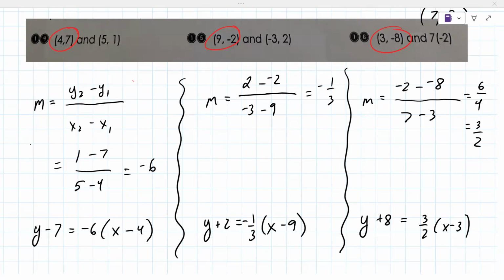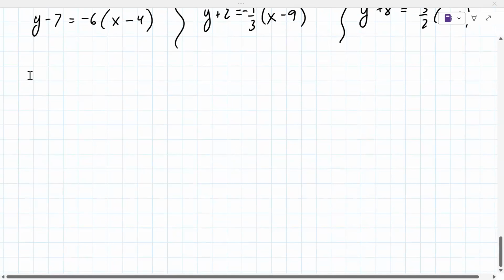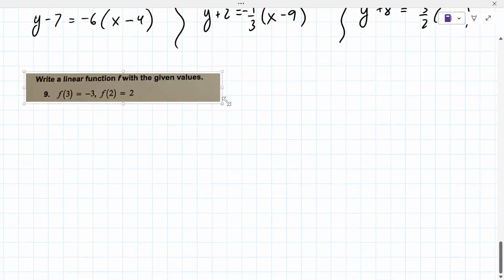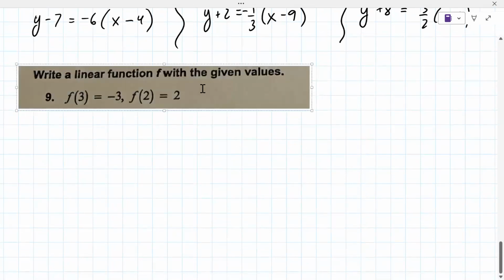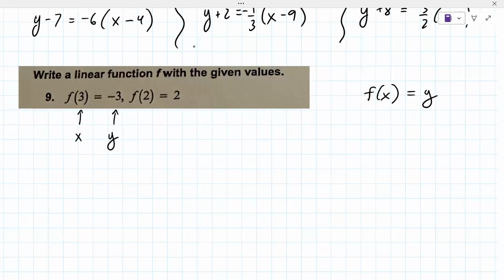So let's work on, we'll start with 9. What I mean is we're going to get it all done, but 9 isn't really all that different. It says write a linear function f with the given values. If you've not seen this notation before, which you have, it could throw you off. What you'll see is that sometimes it's written this way: f of x equals y. What that means is that the number in parentheses is the x, the other number is the y.